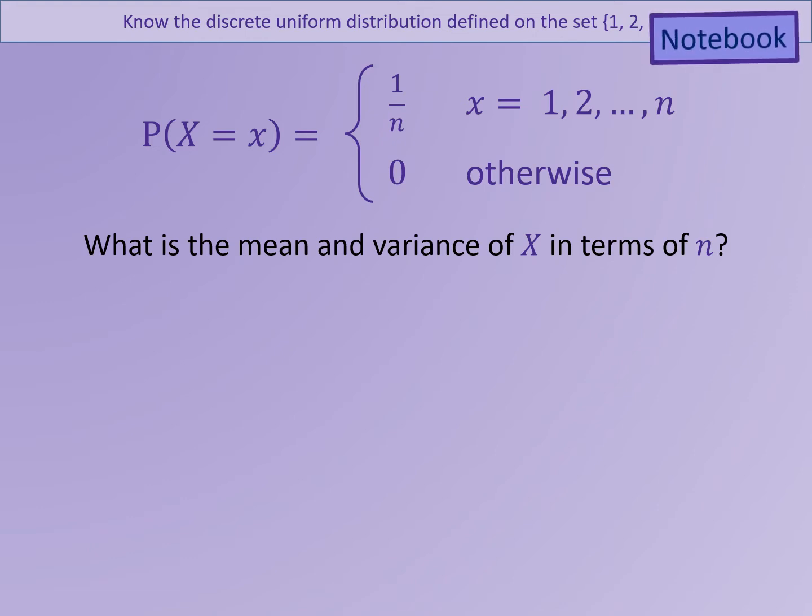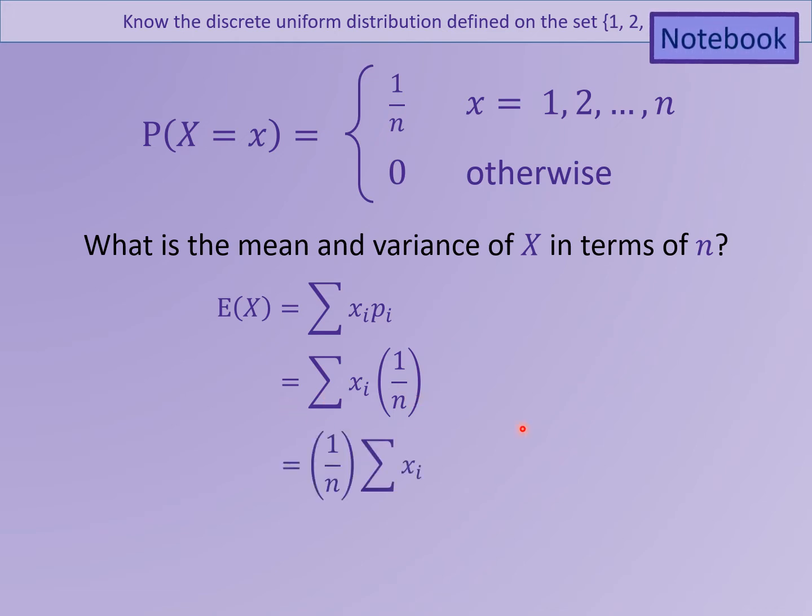We're going to consider the mean and variance of x for the discrete uniform distribution. So we have this probability function here. We know the mean is the expected value, and this is calculated by calculating the sum of each x value multiplied by its probability. So this would be the sum of each x multiplied by 1 over n, because they all have the same probability, 1 over n. Now because 1 over n is a constant, we can bring that to the front of the summation here. So we have 1 over n multiplied by the sum of all of the x values.